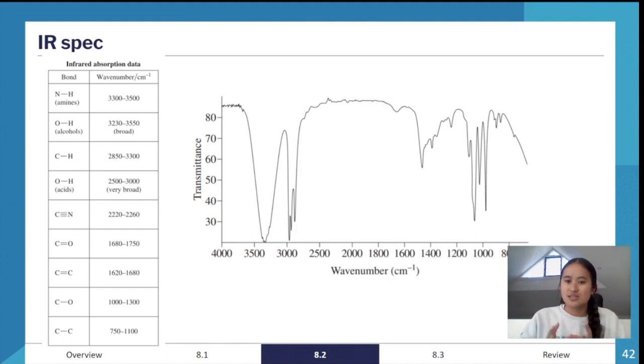When you see that distinct peak in the fingerprint region, that's the only time we can really read from it. All the other times we just ignore the fingerprint region and focus on the more defined peaks on the left hand side.